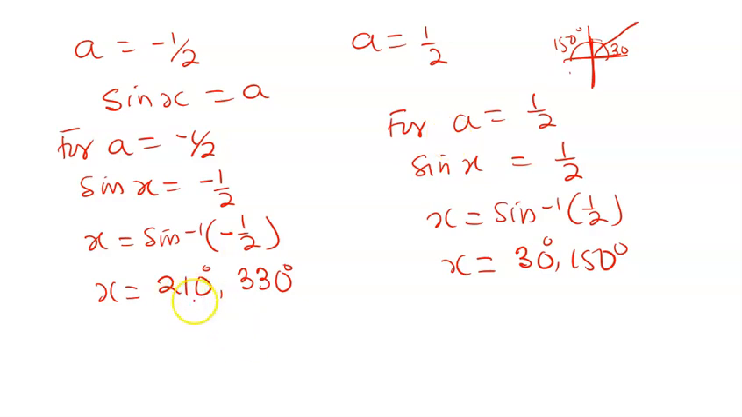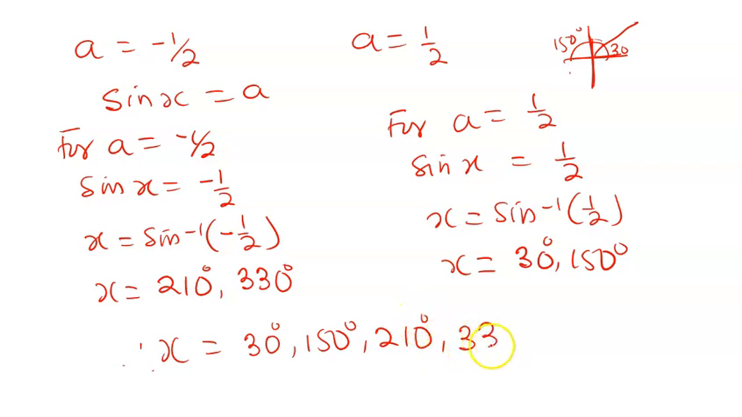The same thing applies to this one: sine 210 is the same as sine 310. So therefore, looking at the range given, 310 falls within the range, and 210 also falls within the range. So x will be 30 degrees, then 150 degrees, 210 degrees, and then 310 degrees. So we have 4 solutions in all.